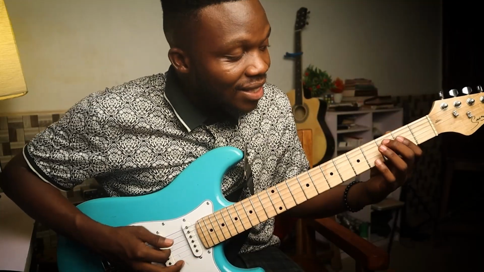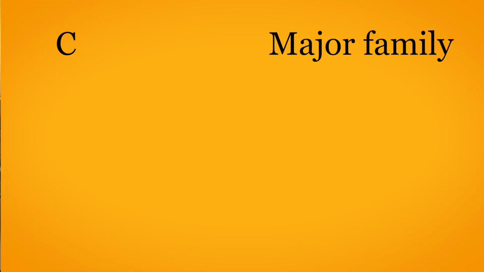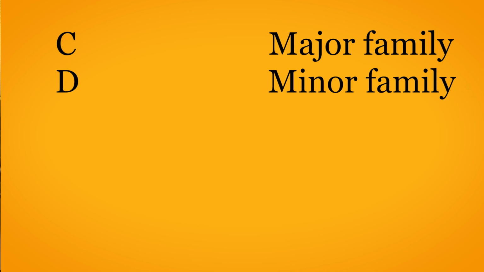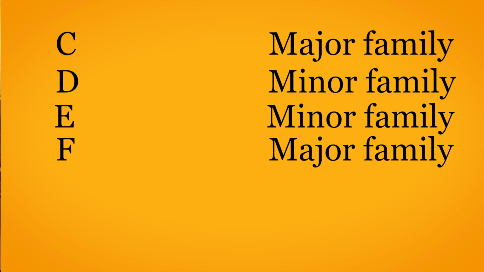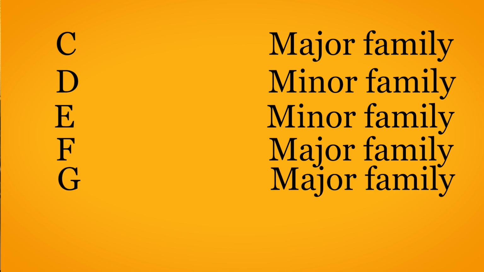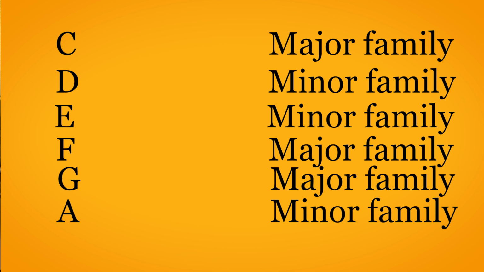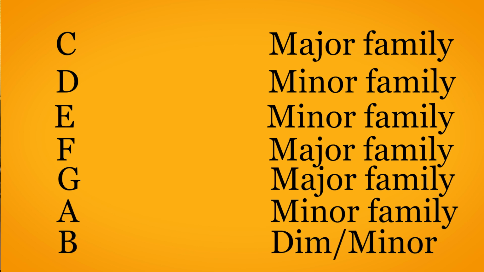All right. So my C is part of your major family. My D is part of my minor family. My E is part of my minor family. My F is part of my major family. My G is part of my major family. My A, minor family. B is usually diminished, but we can say minor family. And Do, which is our C, is part of our major family, right?